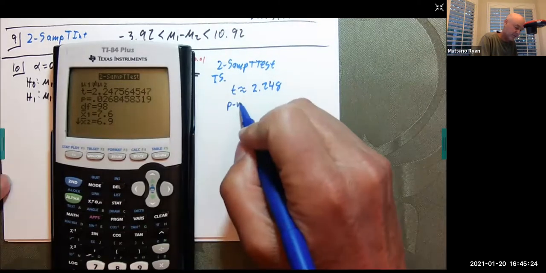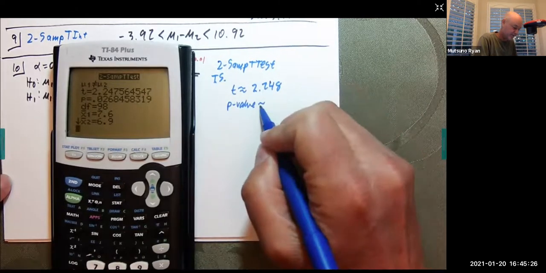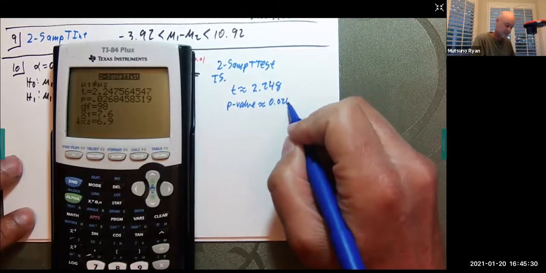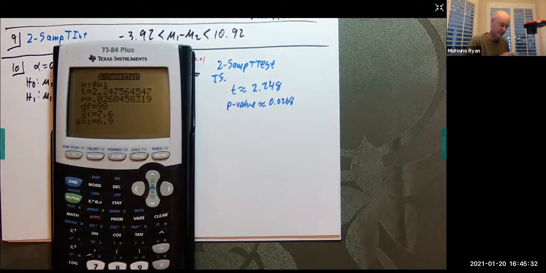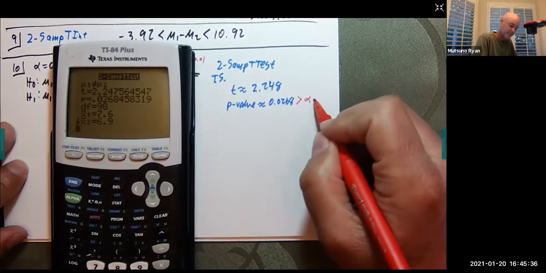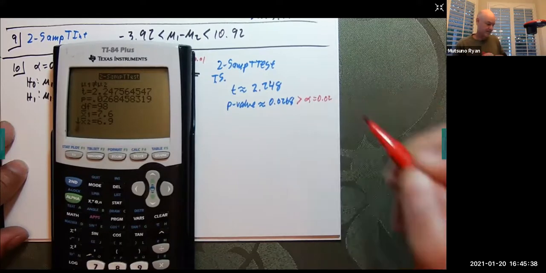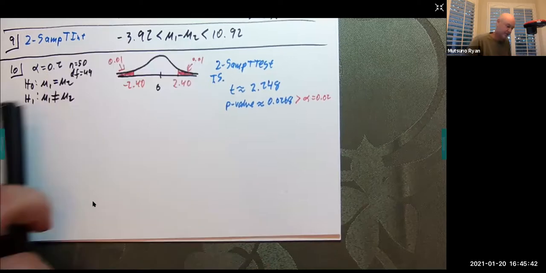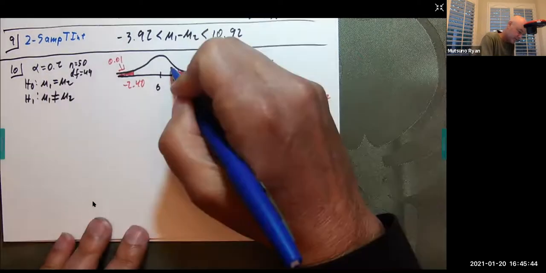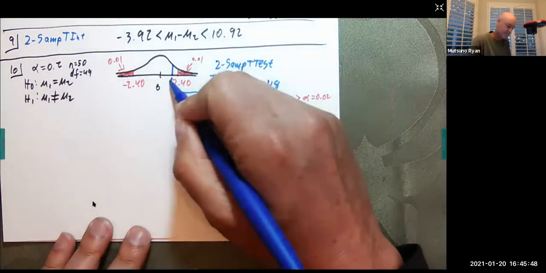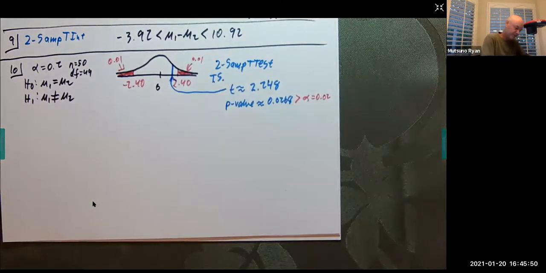P-value is 0.0268, which is larger than our alpha. So we're going to, once again, fail to reject. So this, again, goes right here. So we're going to fail to reject.